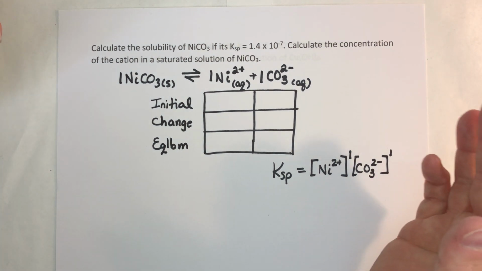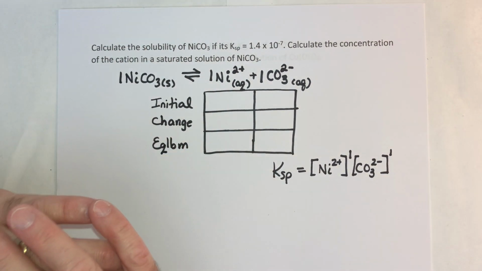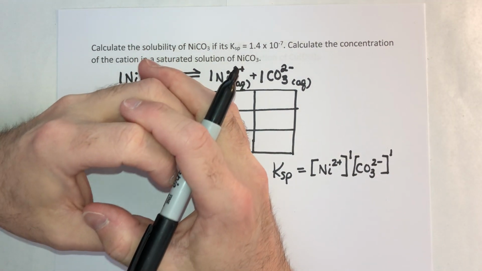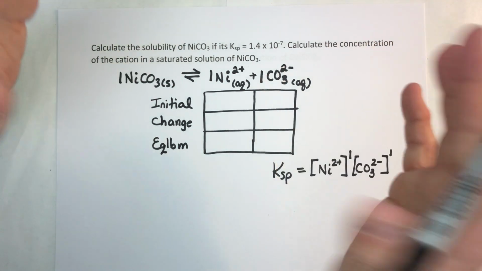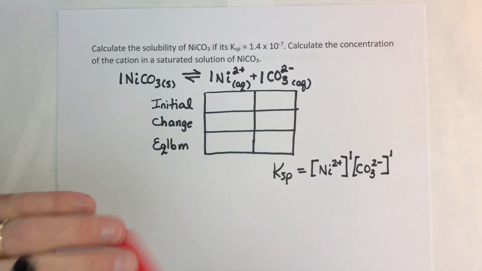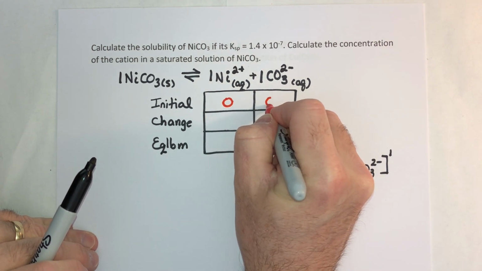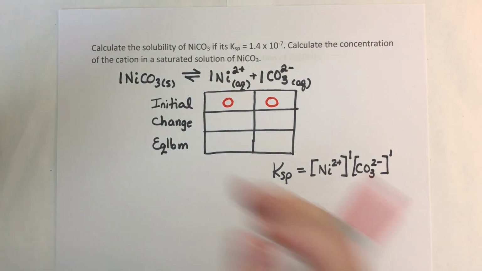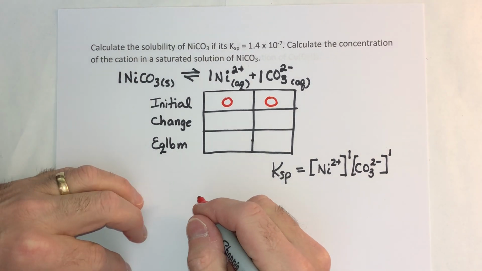Initially, you've put your nickel carbonate in water. You have given it exactly 0 seconds to break up. So if you've given something 0 seconds to split up, how much is split up? None. So for this problem, you would have none of this and none of this because you have not given it enough time to actually dissociate, to dissolve, to break up.